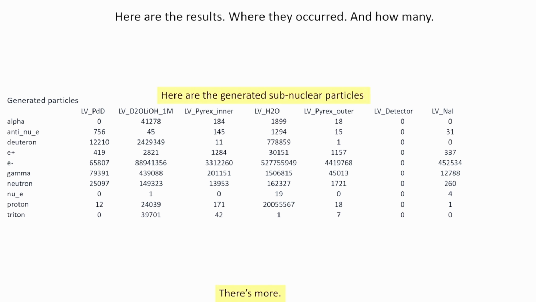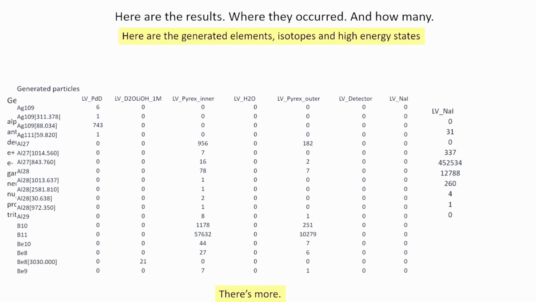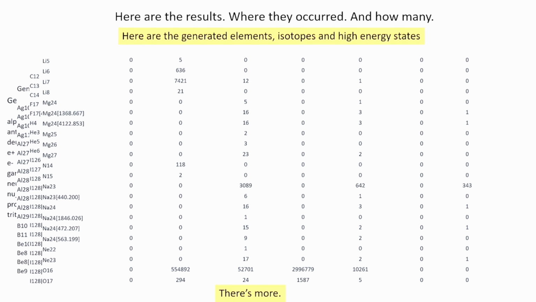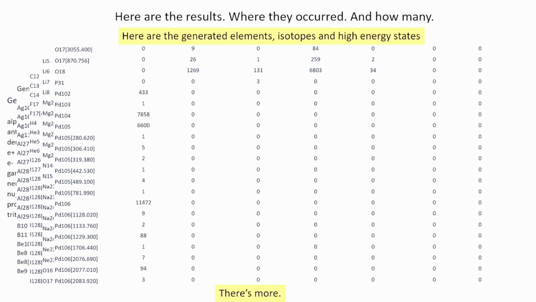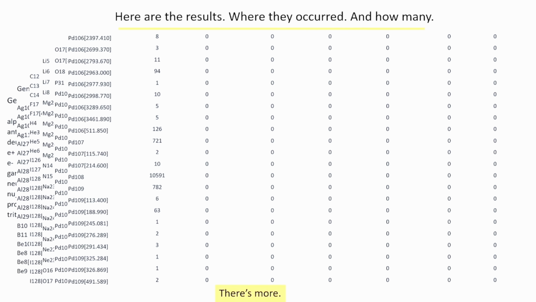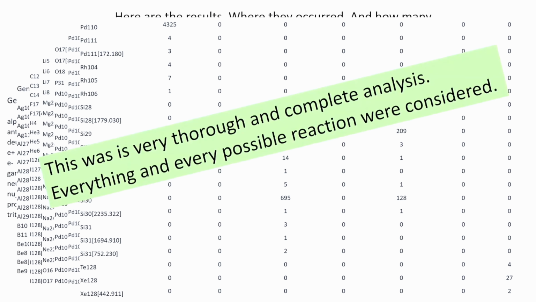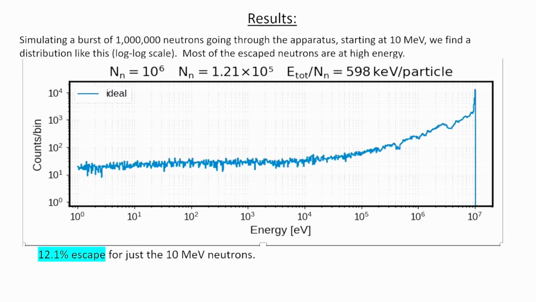Here are the generated subnuclear particles shown here. There's more. Here are the generated elements, isotopes, and high energy states. There's more. I'm just going to click through these. You can see there were a lot of particles, isotopes, etc., that were shown. And I show this to you just to impress upon you that this was a very thorough and complete analysis. Every possible reaction was considered in the Monte-Carlo simulations. Here are the results.